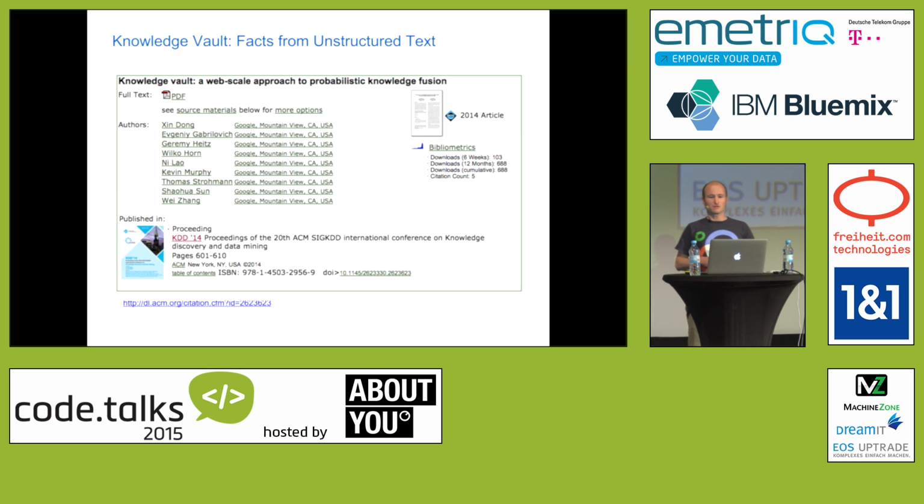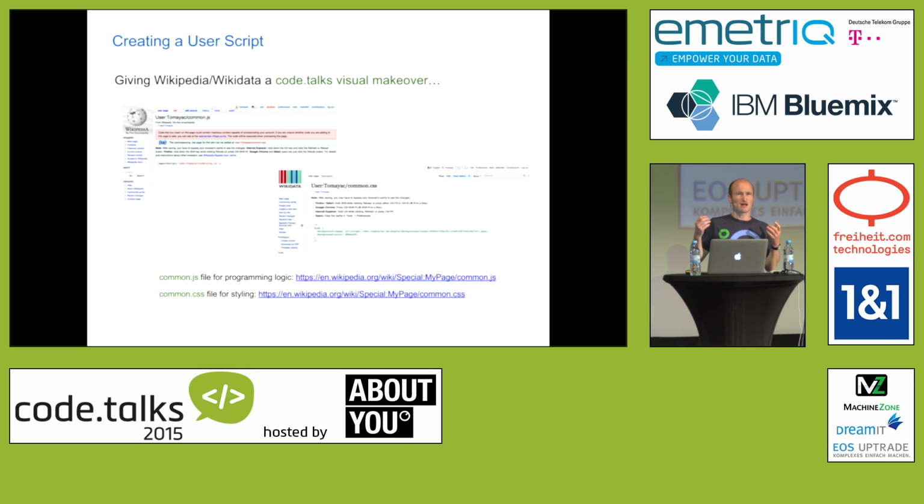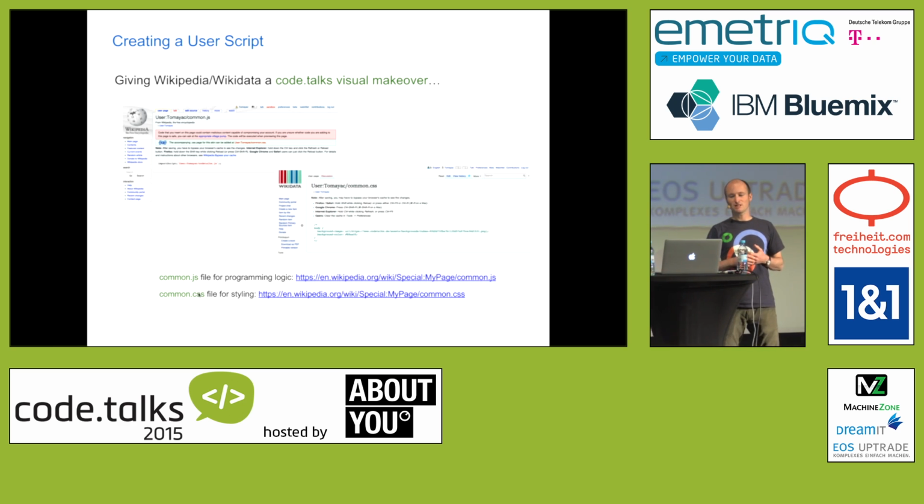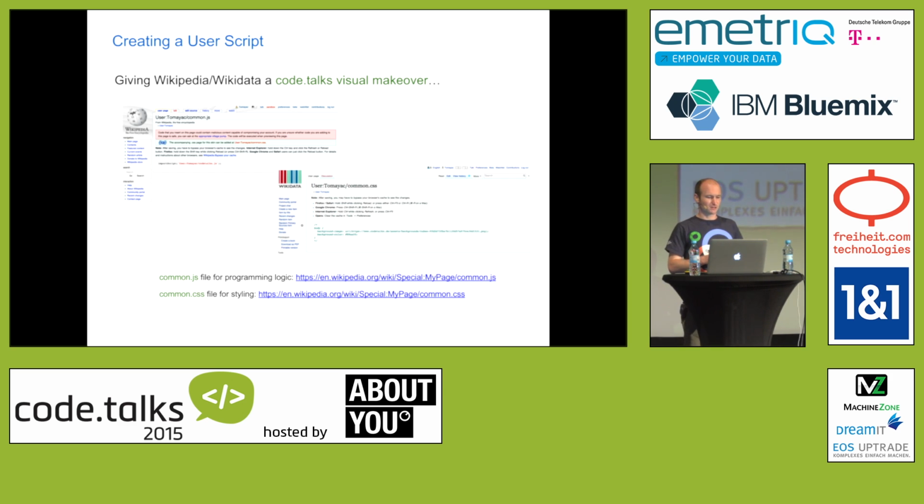Okay, so I thought, well, how can I best illustrate how you can create a user script? What even is this? So I decided to give Wikidata a code.talks visual makeover. If you're logged in, you have a user page, and then each user can have a number of files, and you can have one common.js file and one common.css file. As the name suggests already, the .css is for styling, the .js is for adding programming logic. And how do we actually approach this?